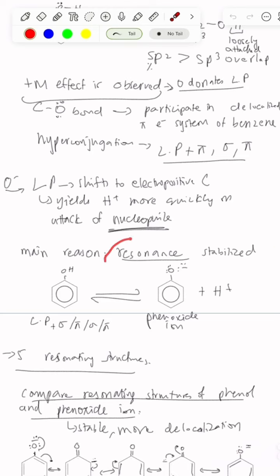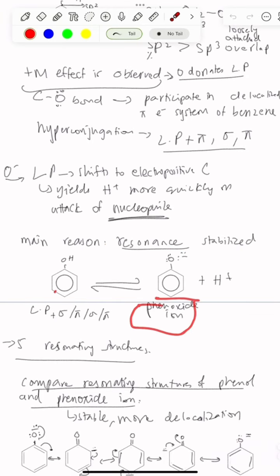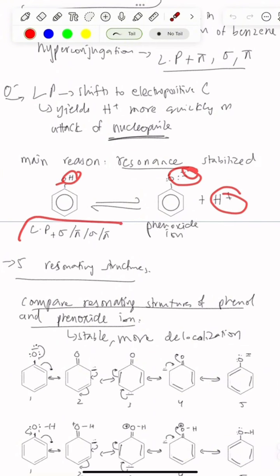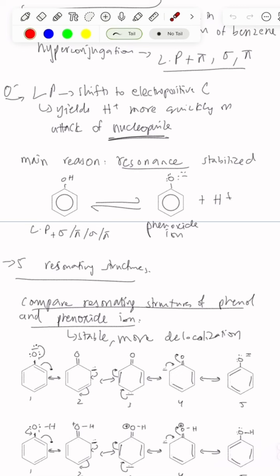The main reason for it is resonance, because phenol is resonance stabilized. So if we see the conversion of phenol to phenoxide ion, over here the H plus ion will be yielded and then the lone pair will be left. So this will delocalize itself and produce 5 resonating structures.